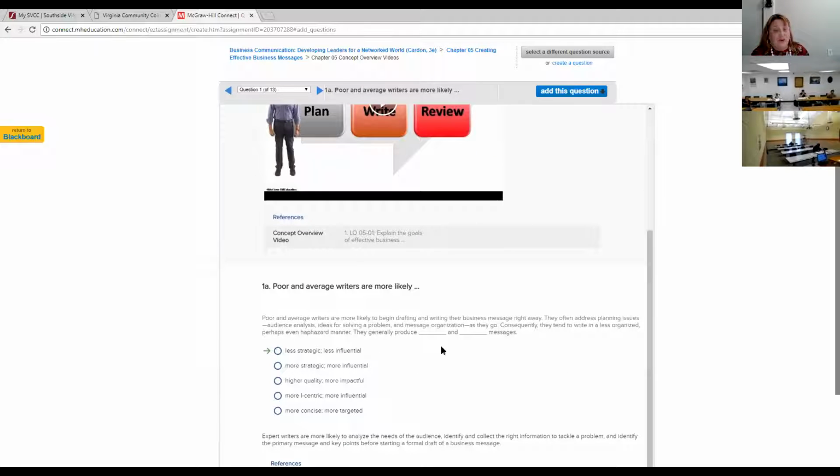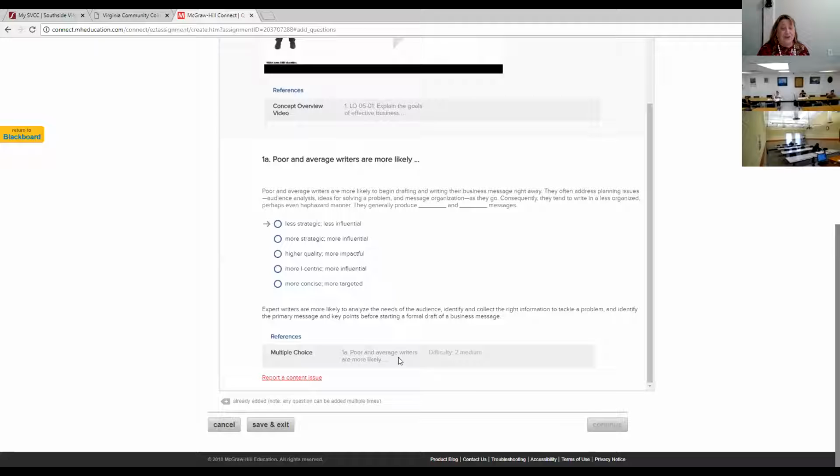Poor and average writers are more likely to be drafting and writing their business message right away. They often address planning issues as they go. Consequently, they tend to write in a less organized, perhaps even haphazard manner. They generally produce blank and blank messages, and it's the first answer there. Less strategic, less influential messages.